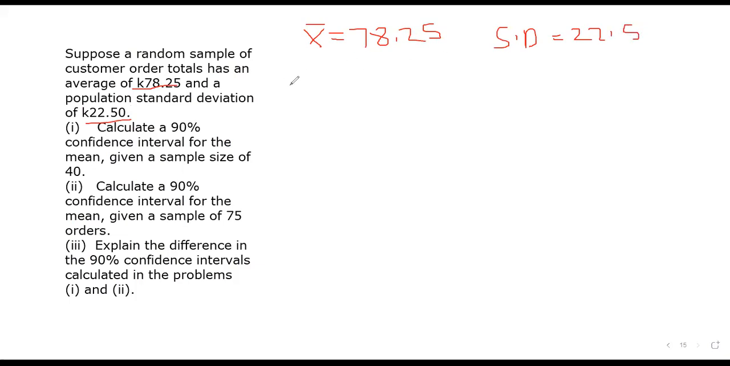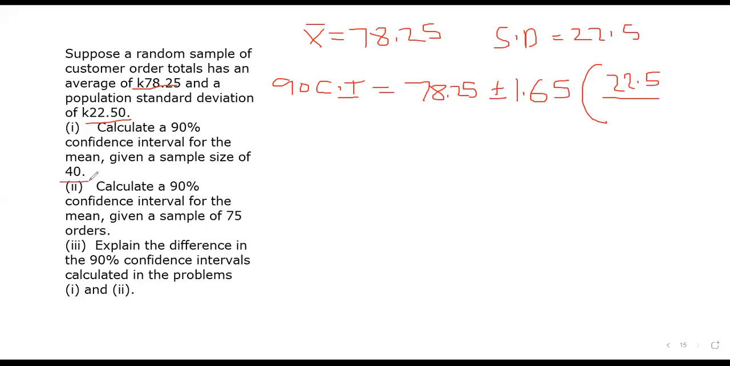So let's calculate a 90% confidence interval. Here we have 78.25 plus minus 1.65, and standard deviation is 22.5 over, our sample size is what? Root of what? 40. Then they have changed part B: find a 90% confidence interval for a sample size of 75.